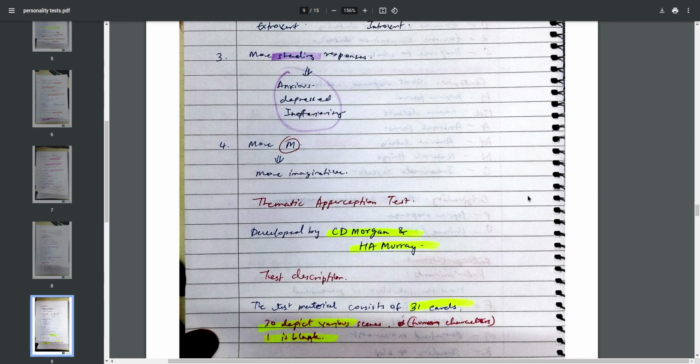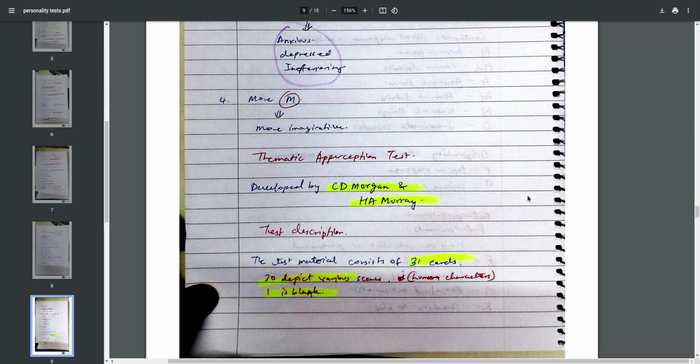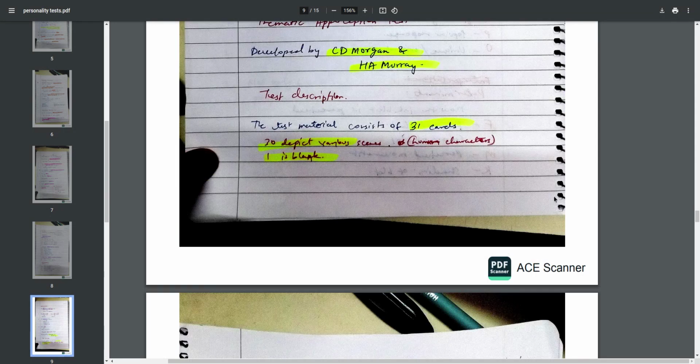Now moving on to the Thematic Apperception Test. This was developed by C.D. Morgan and H.A. Murray. Description: the test contains 31 cards. Of those, 30 represent various scenes involving human characters, and one of them is left blank.